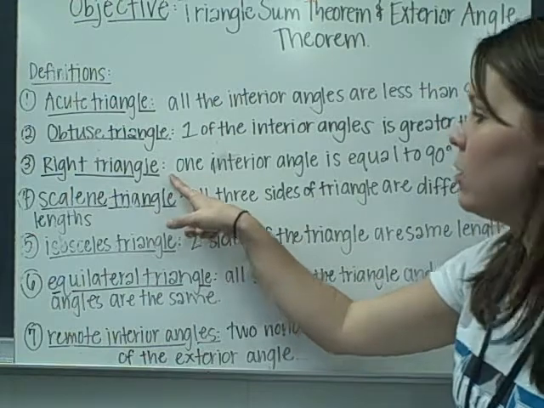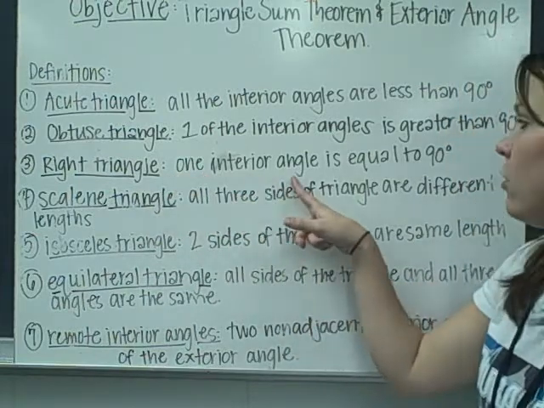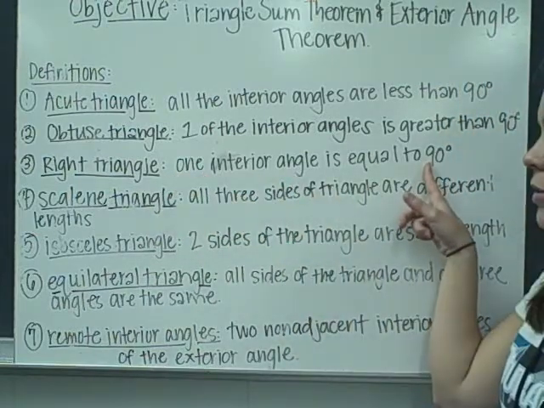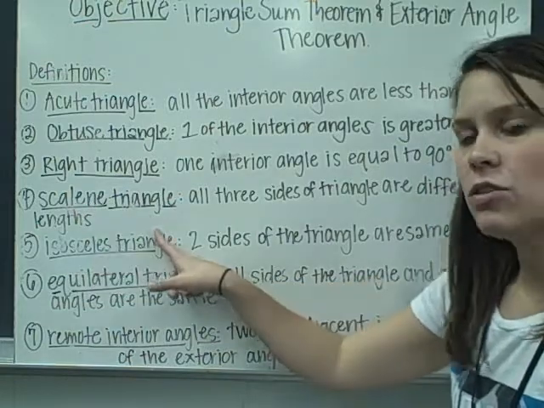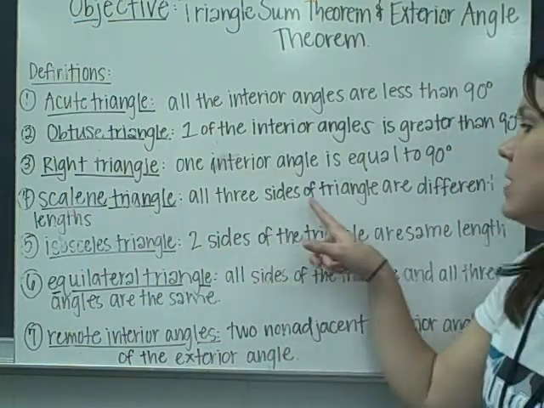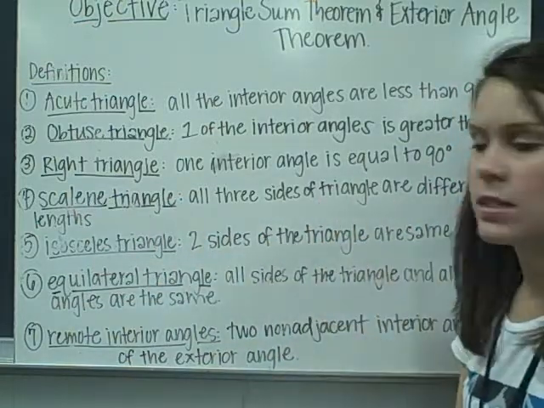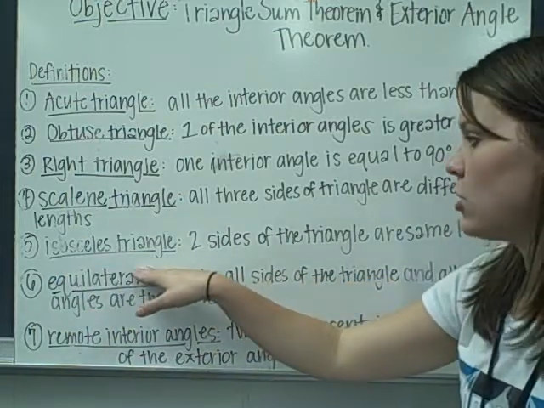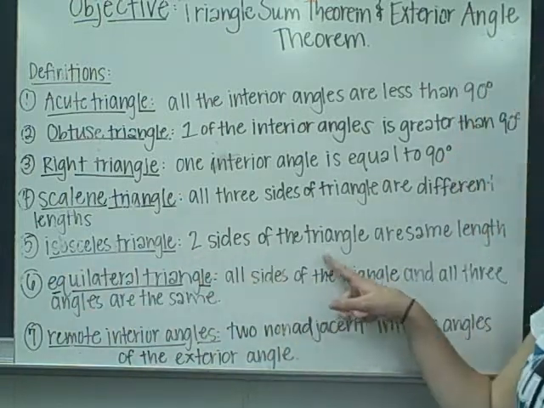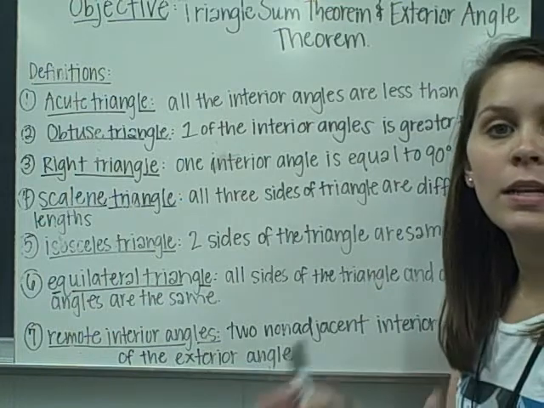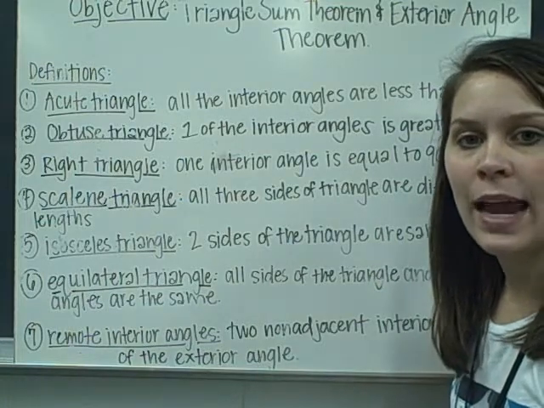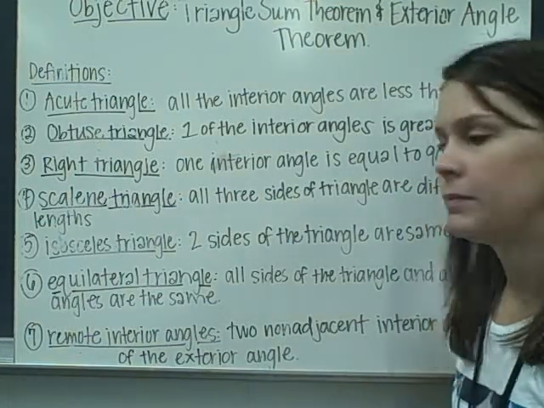A right triangle is when one interior angle of the triangle is equal to 90 degrees. A scalene triangle is when all three sides of the triangle are different lengths. An isosceles triangle is when two sides of the triangle are the same length. And because of that, your two base angles are going to be congruent.